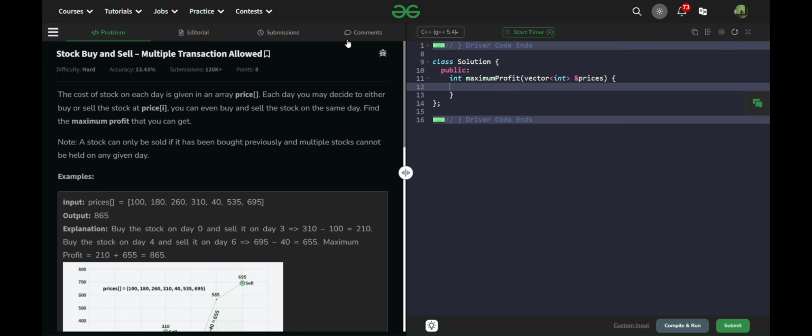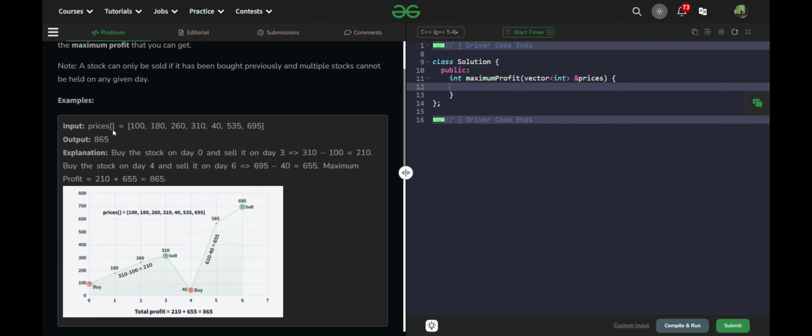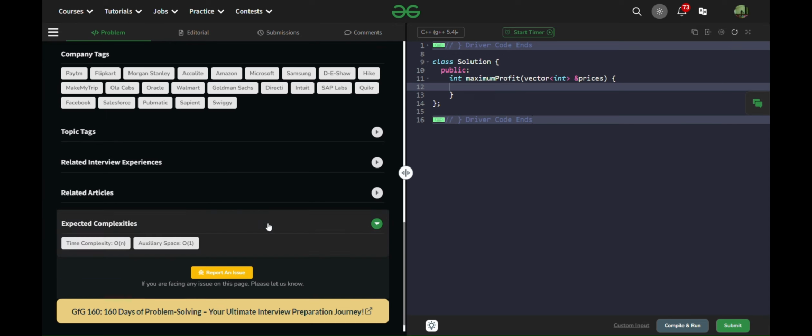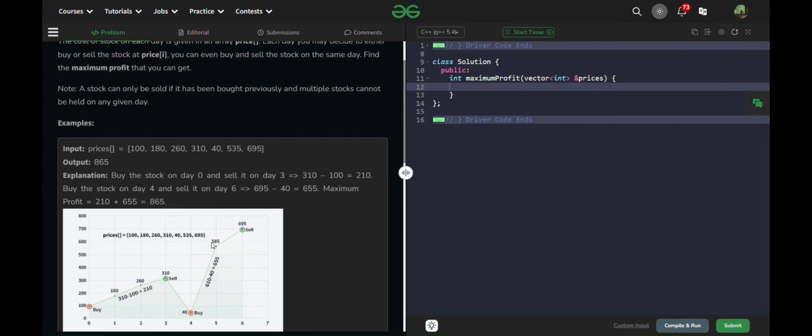Video where we are going to solve a GeeksforGeeks problem of the day: Stock Buy and Sell. It is a hard level problem. Although this approach is very easy, the expected complexities are time complexity O(n) and space complexity O(1).